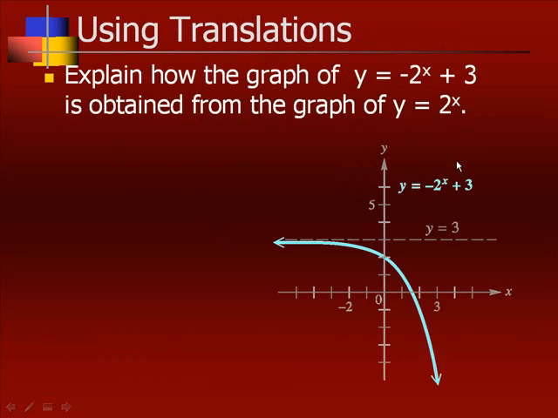Explain how the graph of y equals -2 to the x plus 3 is obtained from the graph of y equals 2 to the x power. Well, remember with 2 to the x, if x is 0, y is 1, if x is 1, y is 2. So that one would come around like this. That's 2 to the x. Plus 3 means we shifted up 3 places, 1, 2, 3. So now it's going to be up to here.